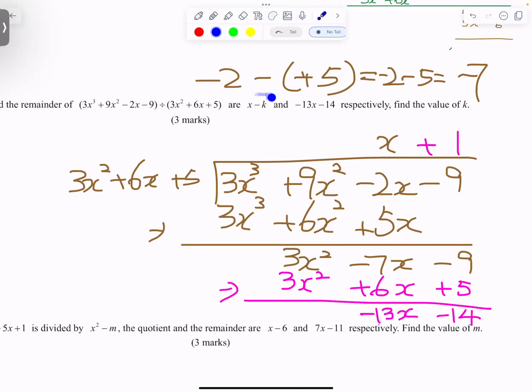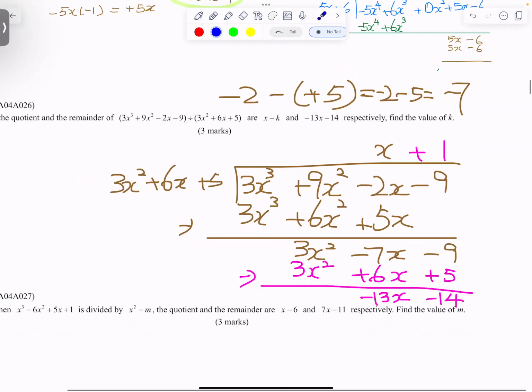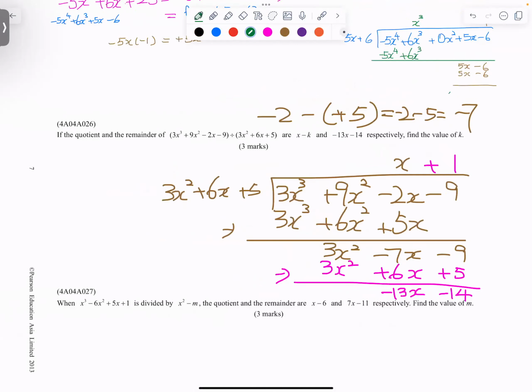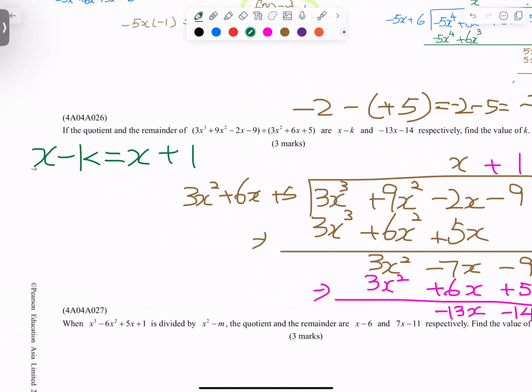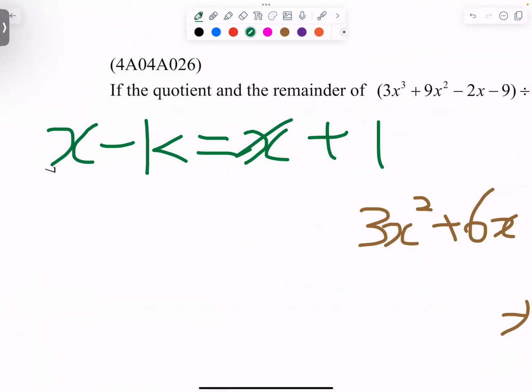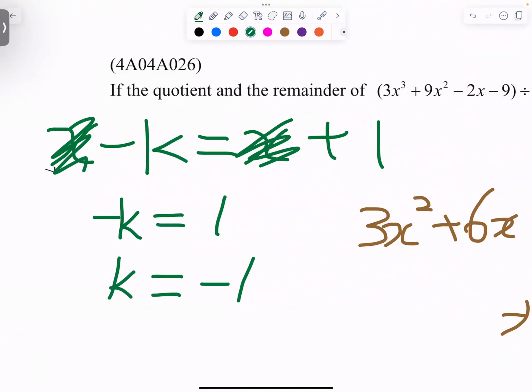And then how about our quotient? The quotient is x plus 1. So if they say the quotient is x minus k, how do we write? Basically, x minus k is equal to that x plus 1. And then they both have x cancelled out. So negative k equals 1. So you put the negative on the other side, k is negative 1.